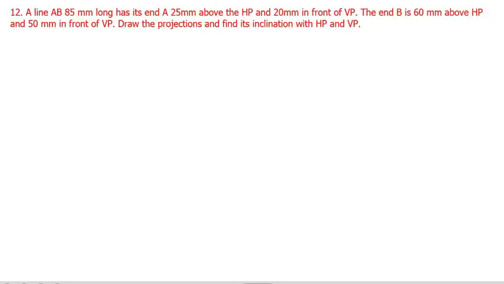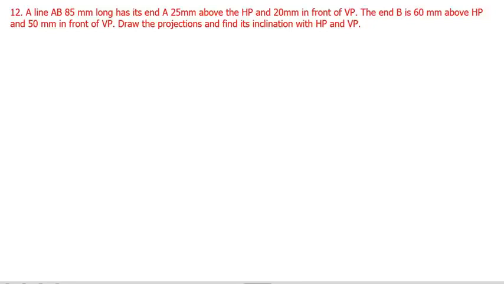Dear students, in today's class we are going to see a typical line problem. So this is the question we are going to see. A line AB 85 mm long has its end A 25 mm above HP and 20 mm in front of VP. The end B is 60 mm above HP and 50 mm in front of VP. Draw the projection and find its inclination with HP and VP.